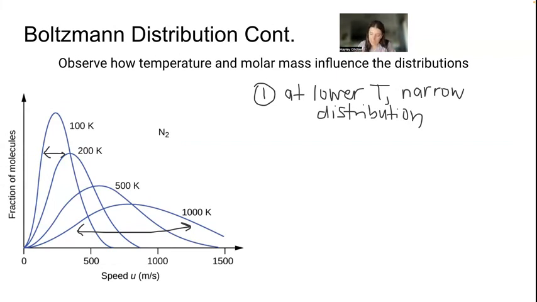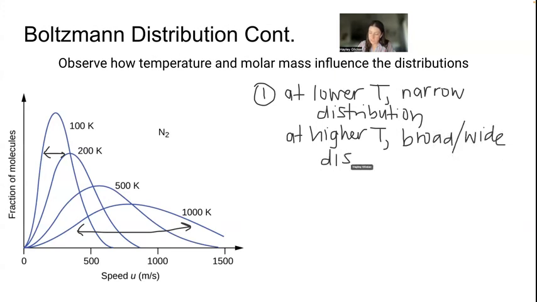At a higher temperature, we have a more broad or wide distribution. We see that when we compare 100 Kelvin to 1,000 Kelvin. We see the 1,000 Kelvin wave become really, really wide. What this means is that at a higher temperature, we have fewer molecules moving at the most probable speed, but we have more molecules of N2 moving at a faster speed.